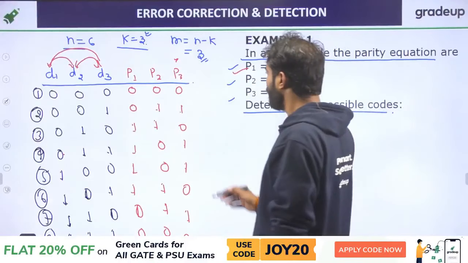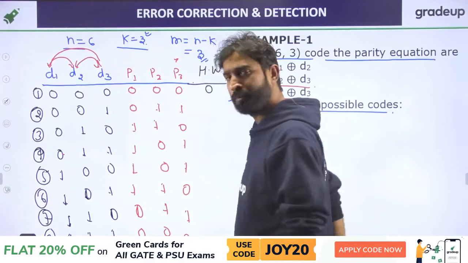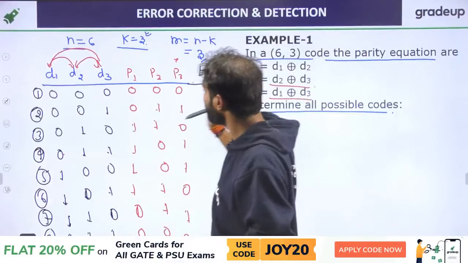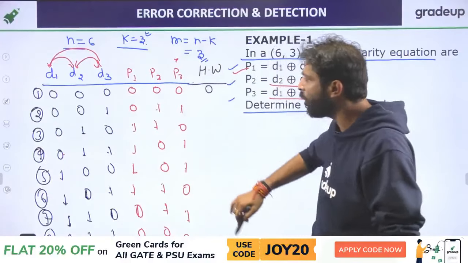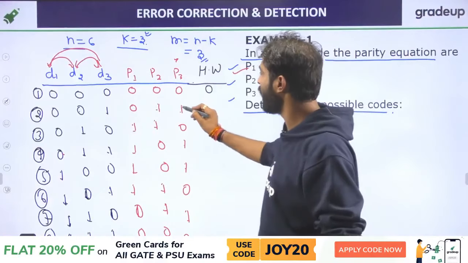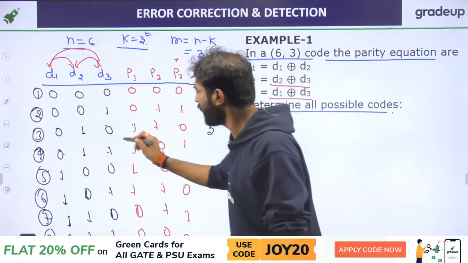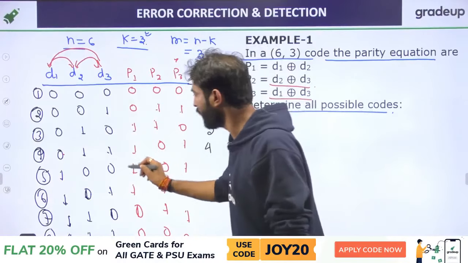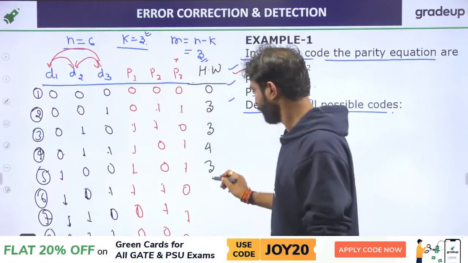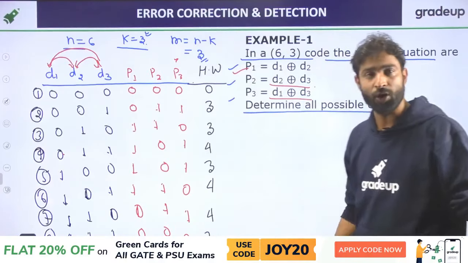Now, if we want to find out the Hamming weight, for the zero code it is 0. To find the Hamming weight, just count the number of 1s in the total code. That is the 6-bit code. So the number of bits that are one is called the Hamming weight. Counting the ones, for some codes it is 4, and for this one it is 3. So it is called Hamming weight.